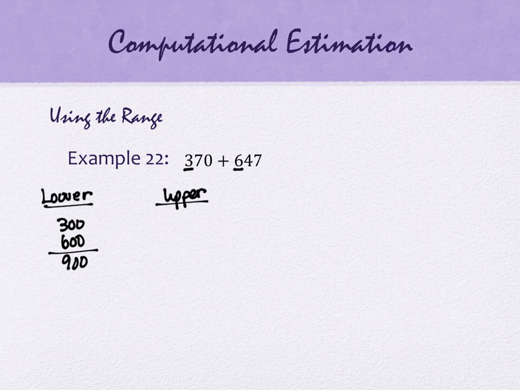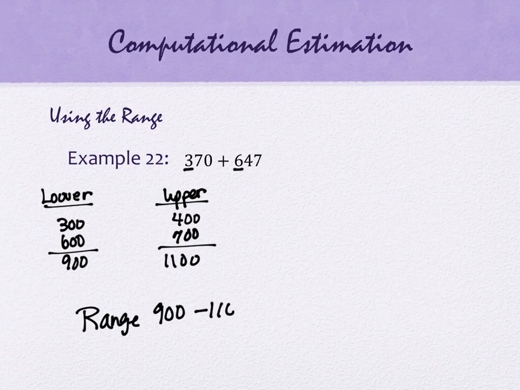And then the upper end of the range is rounding everything up, which means like 370 would round up to 400. That's the next hundreds that's above 370. And the 647 would round up to 700 because that's the hundreds value above 647. And when I add these together, I get 1100. So my range approximation is 900 to 1100.